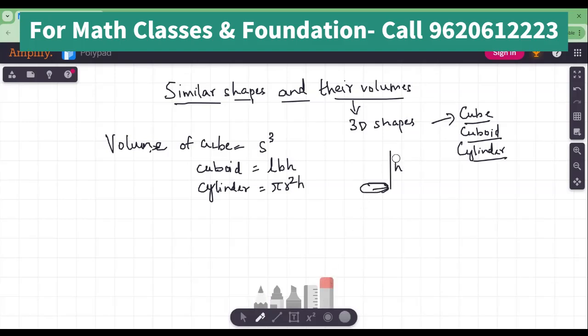Though I'm talking about only 3D shapes here, this particular concept about similar shapes and their volumes is the same for all the different 3D shapes, right? Okay, now what is that concept?